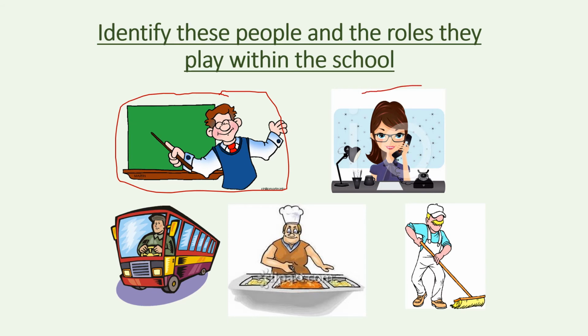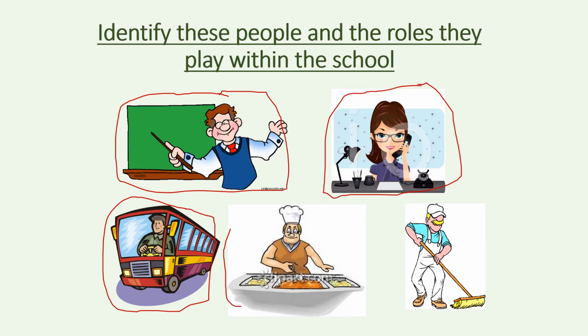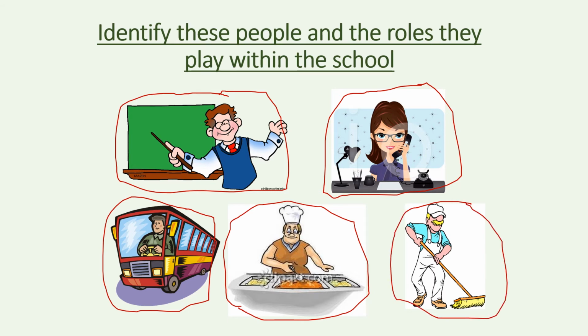This person here, their role would be as a receptionist, so that would be like answering people's inquiries, emails, etc. This person here is a bus driver, so their role would be to transport people. This person here's role would be to cook food, and they would be a chef. And the last person with the broom is most likely to be a cleaner, so their role would be to clean things up.